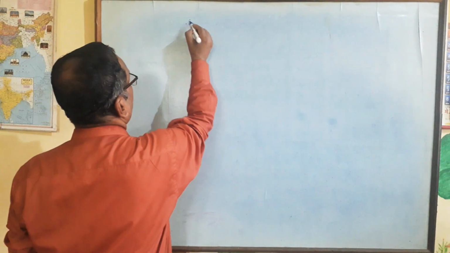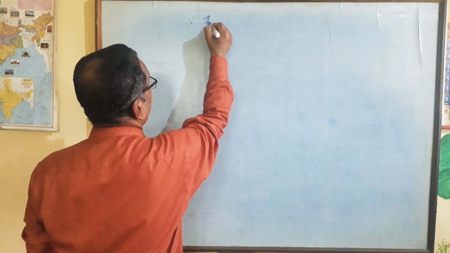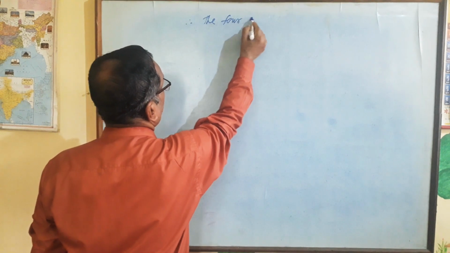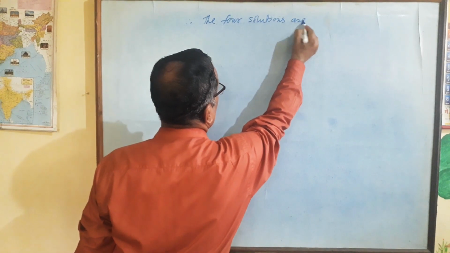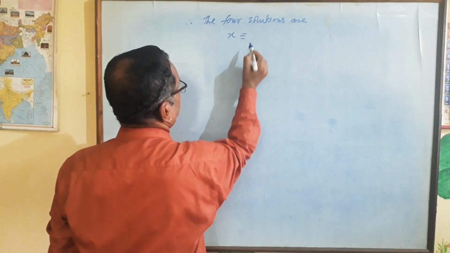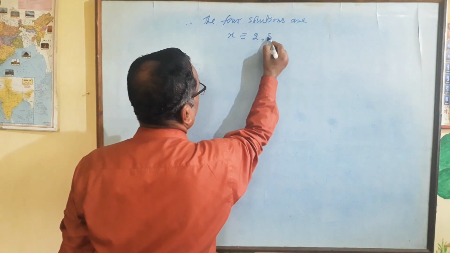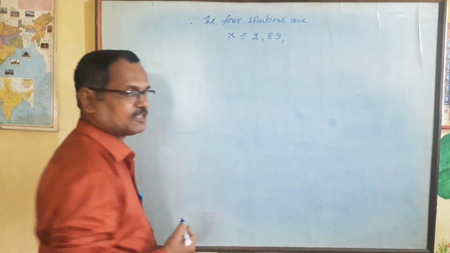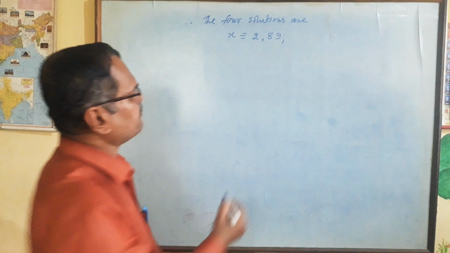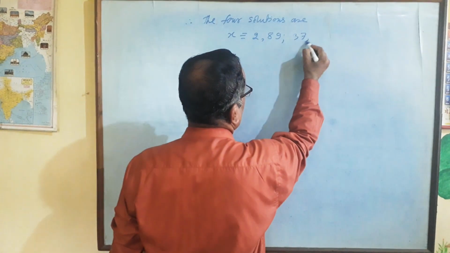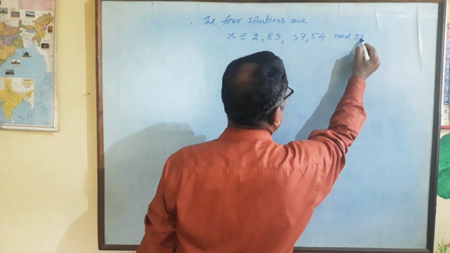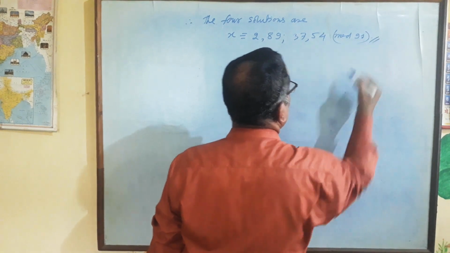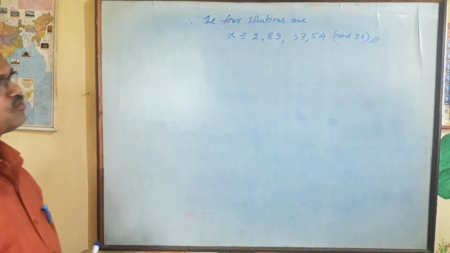Therefore, we have the solutions. The 4 solutions are x is congruent to 2 and 89. These are the first pair of solutions, and the second pair of solutions was 37 and 54 mod 91. So these are the 4 solutions.